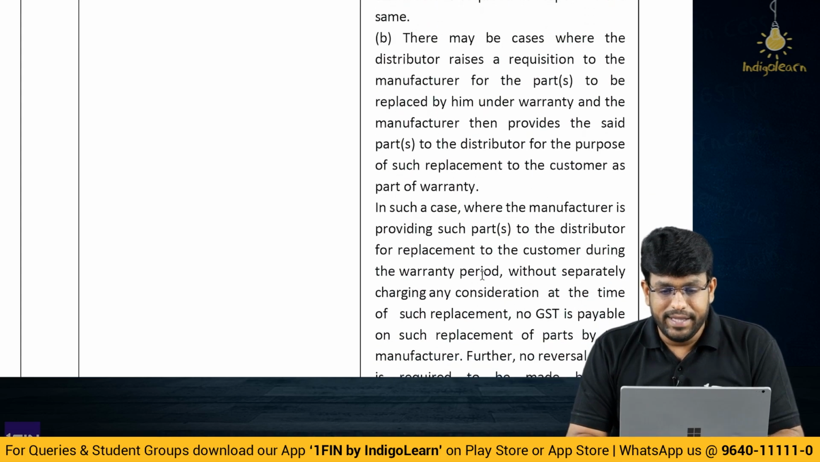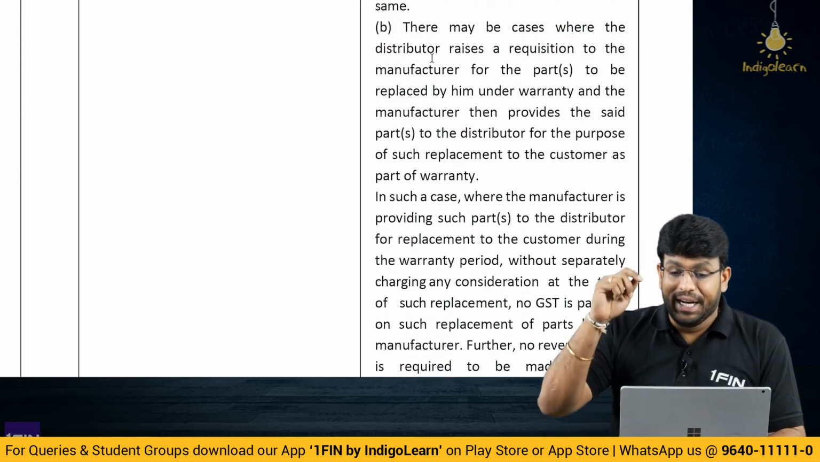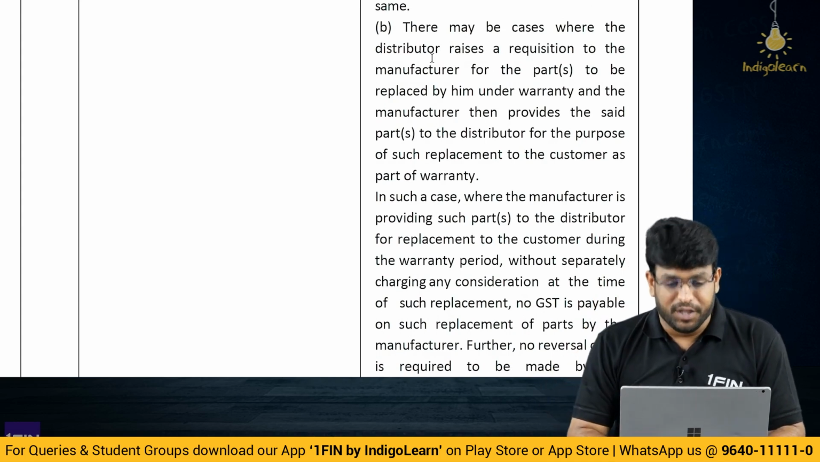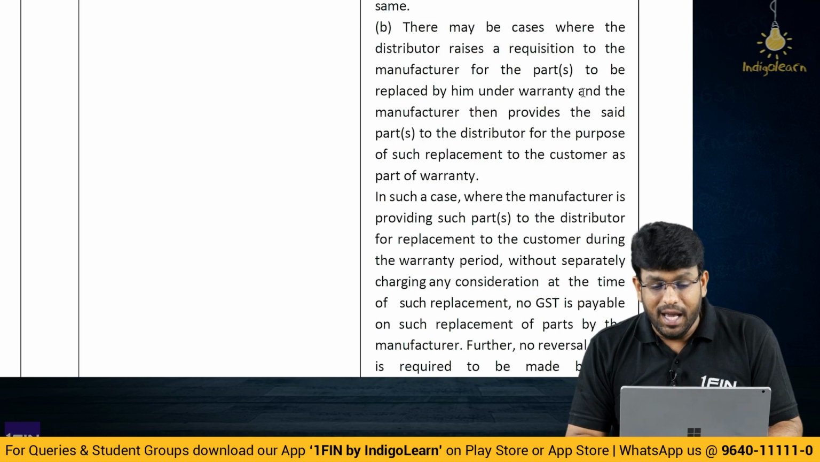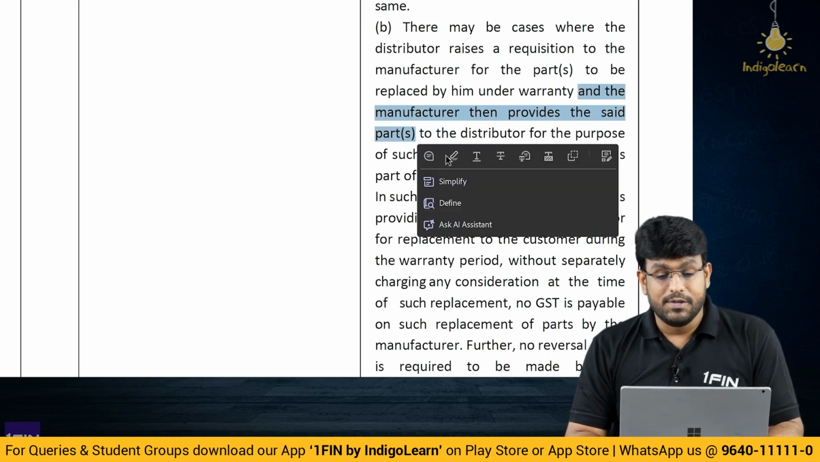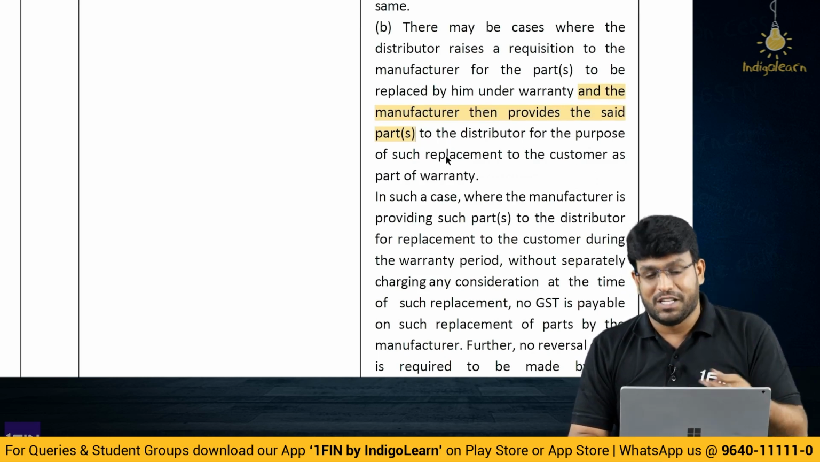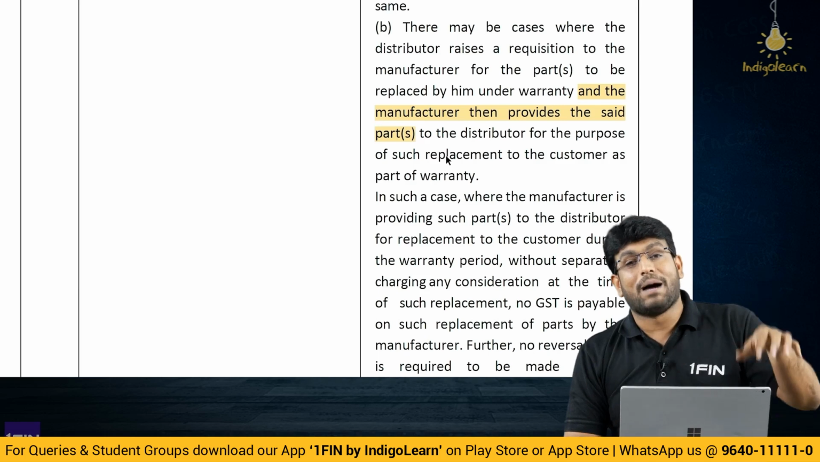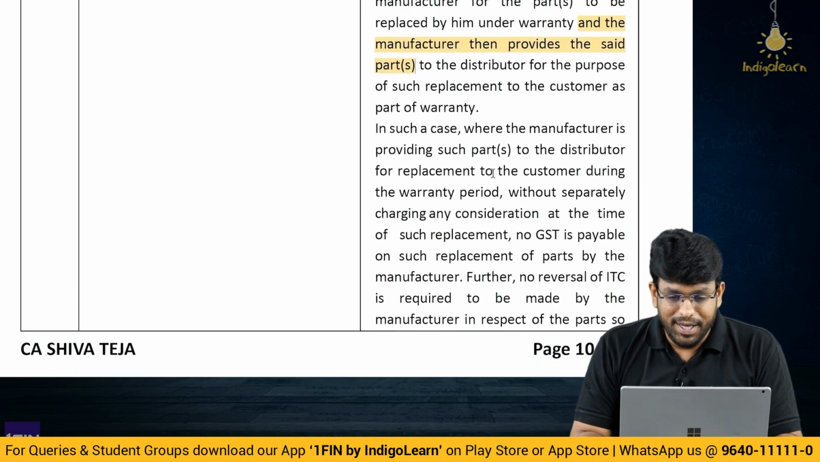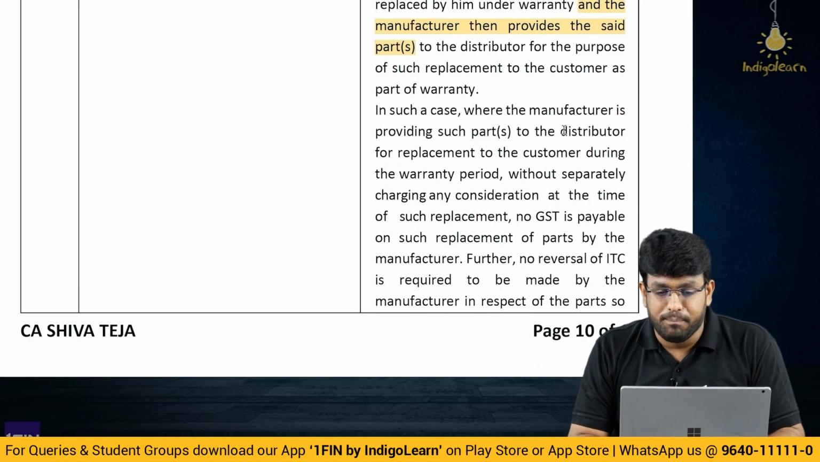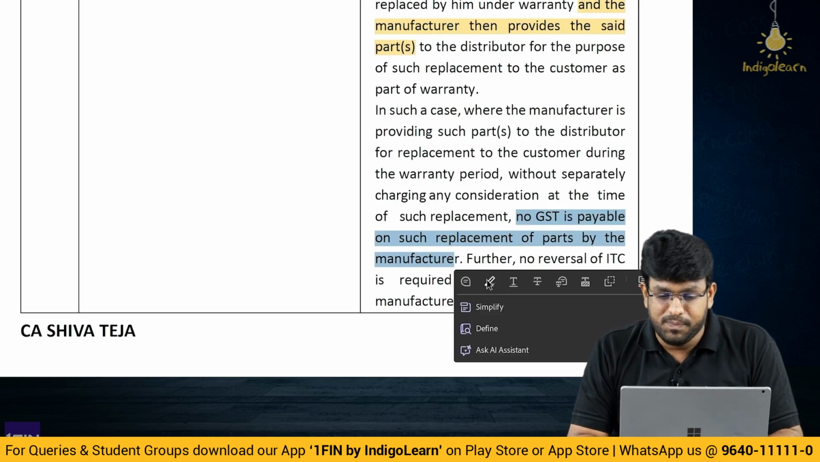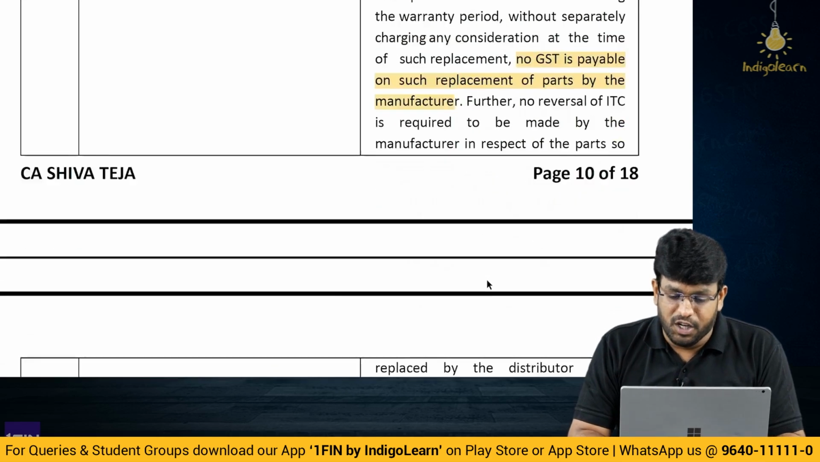Second situation, there may be cases where the distributor raises a requisition to the manufacturer for the part to be replaced by him under the warranty, and the manufacturer then gives the part. So what was the first case? The distributor himself replaced and then took money from the manufacturer. Second case, the distributor is asking for the part from the manufacturer. In such a case, where the manufacturer is providing the part to the distributor for replacement to the customer during the warranty period without separately charging any consideration at the time of replacement, no GST is payable on replacement of the part by the manufacturer and no reversal of ITC is required.